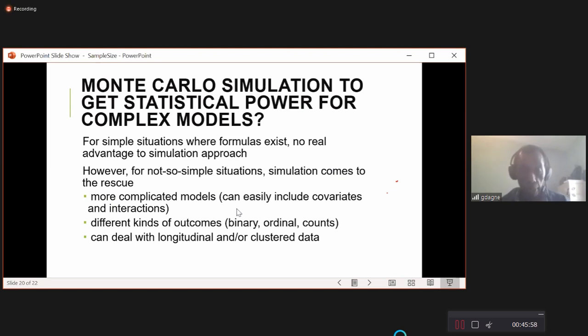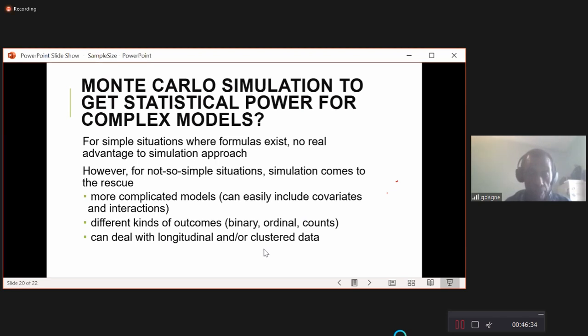For example, you're trying to see what happens if I have some confounders? What happens if I have some moderators, interactions? I would like to see if I can detect the effects there. So in that case, you may have very complex things, not just simple differences. You could also have different outcomes: binary, ordinal, counts, all the different types. And then also, as I said, correlated data.